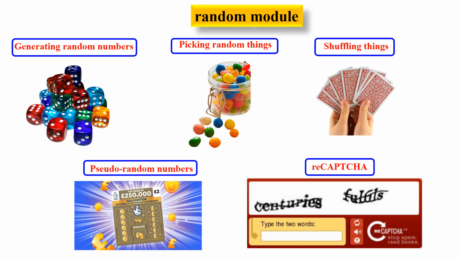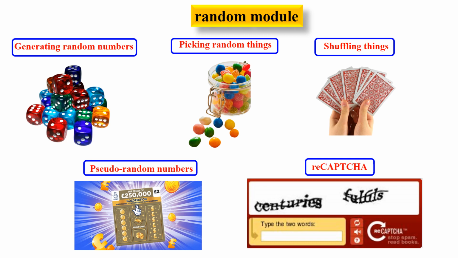Now, let's see about the random module. The random module is like a magical tool that helps us create randomness and surprises in our programs. Generating random numbers. Just like rolling a dice and getting a random number between 1 and 6, the random module helps us generate random numbers in our programs. We can use these numbers to make computer games more exciting or make decisions in our programs.